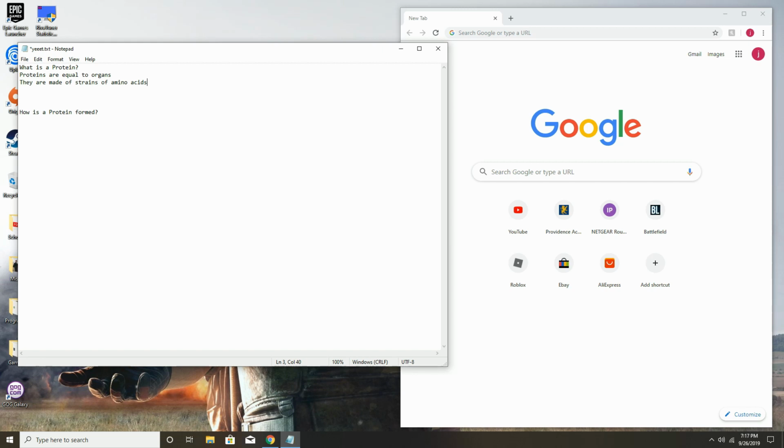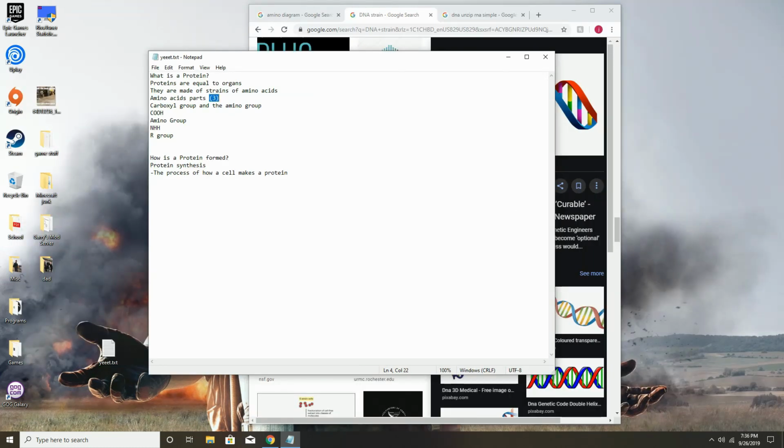So what is an amino acid? How does it become a strand? And how do these strands come together to make proteins? An amino acid has 3 parts. 2 of these parts are the same on every amino acid. They're like the default parts that make it an amino acid. And then there's a third part that gives it its speciality. So let's first talk about the 2 parts that are the same on every amino acid.